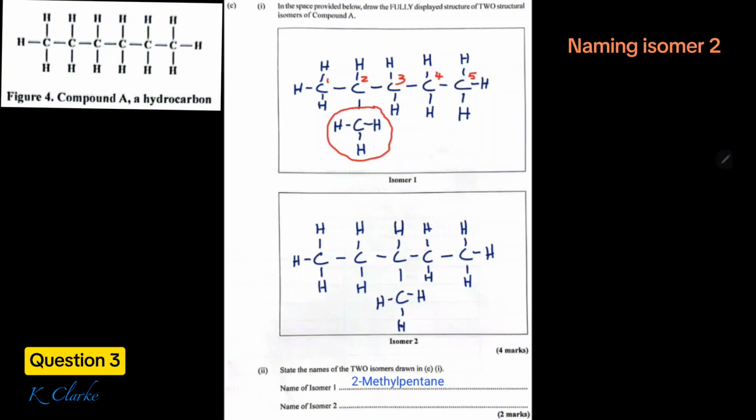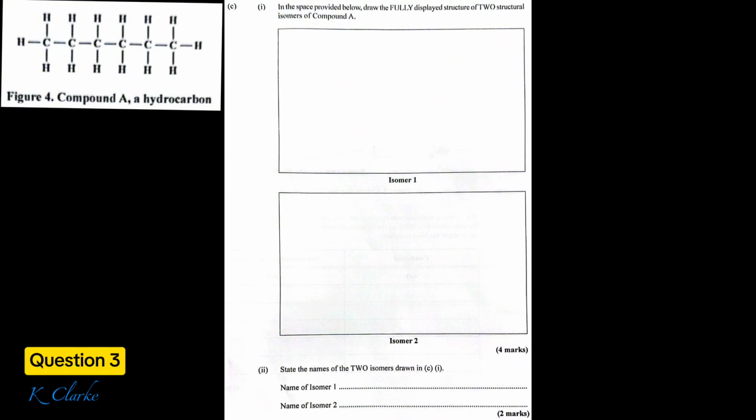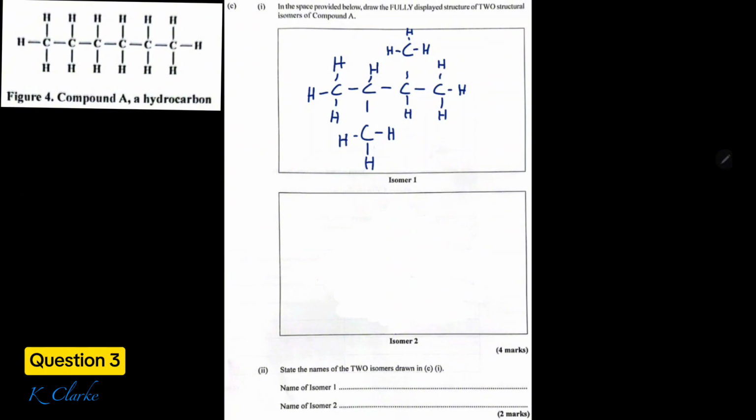Naming isomer 2. Now the only difference is that the branch group is attached to carbon 3. Therefore, the name will be 3-methylpentane. Here are 2 more isomers. Isomer number 1, again, anyhow. So you could have 4 carbons in the longest chain and 2 branch groups on different carbons. Isomer number 2 could be 4 carbons in the longest chain and 2 branch groups on the same carbon.